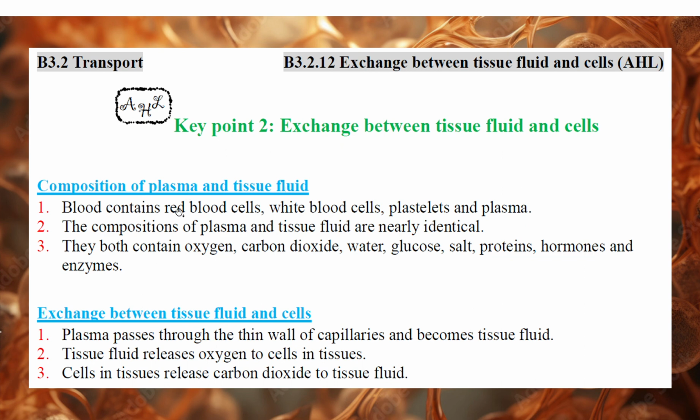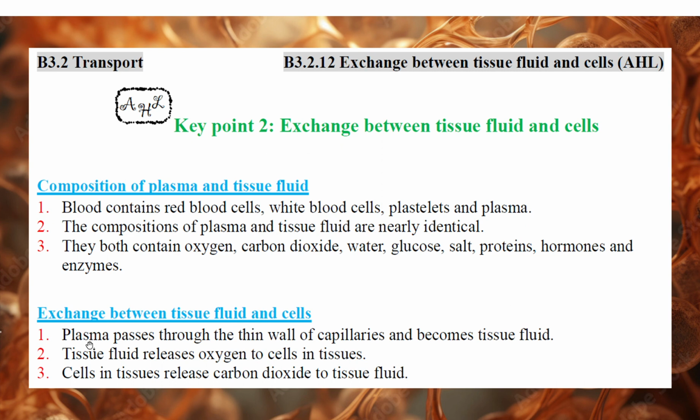And the composition of plasma and tissue fluid: both blood and tissue fluid contain plasma. The composition of plasma and tissue fluid are nearly identical. They both have oxygen, carbon dioxide, water, glucose, salt, protein, hormones, and enzymes. They are nearly the same. So exchange between tissue fluid and cell is part of the process for the carbon dioxide and oxygen to transfer, by the tissue fluid.